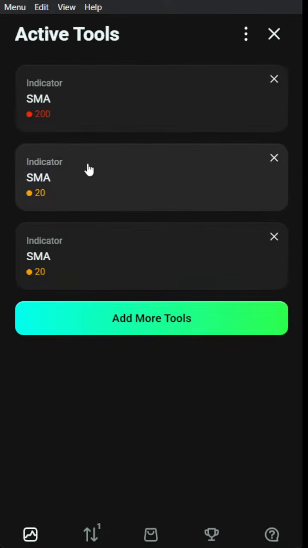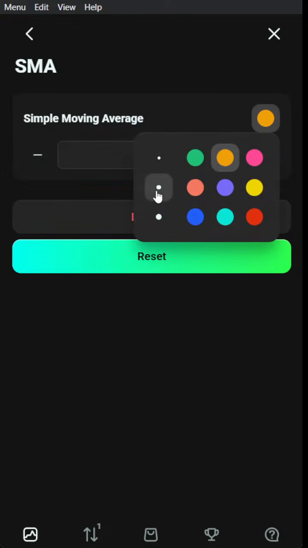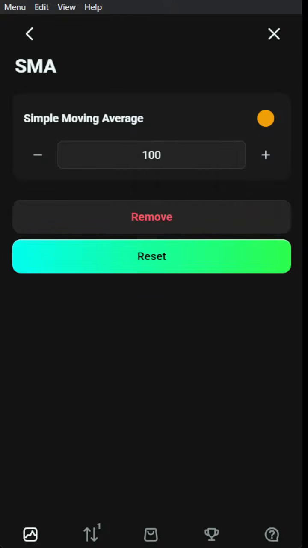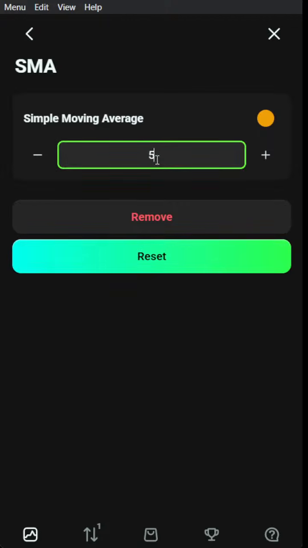The second SMA value was 100. I will keep it yellow and I will make it a bit thicker. Less than 200 but higher than 50. And the last value was level 50.